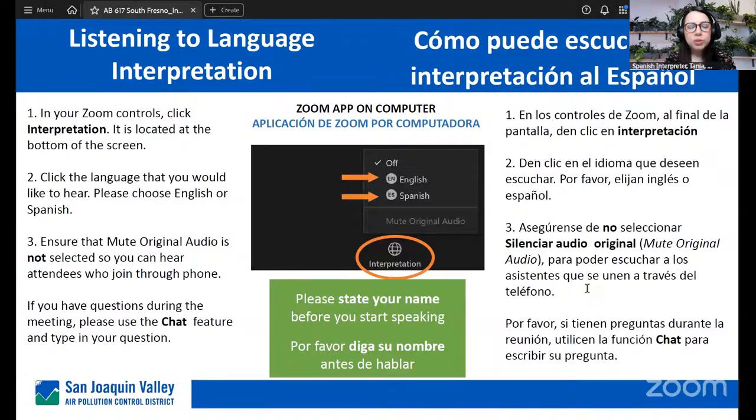If you're joining us with a computer, you'll see a globe at the bottom of your screen. Please click on the globe and select English. If you're joining with a cell phone or a tablet or an iPad, your options will be a bit different.